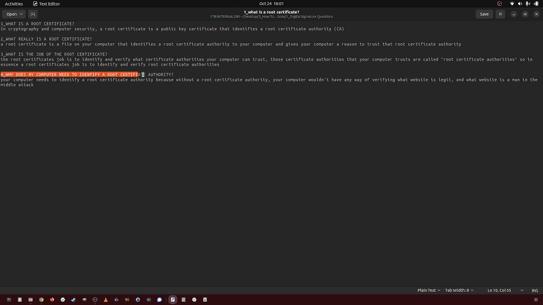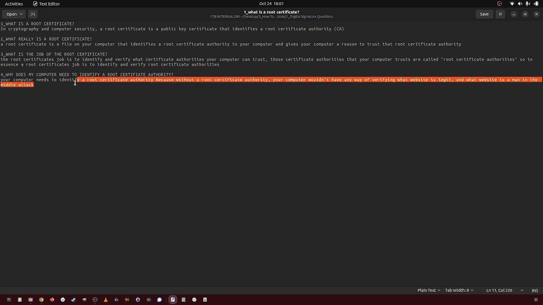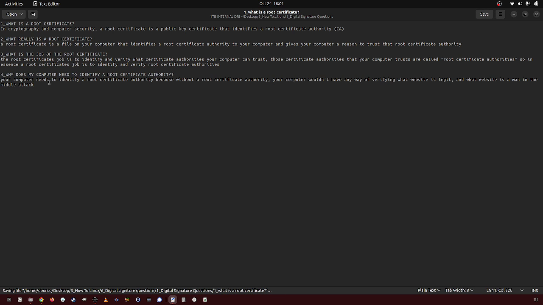Why does my computer need to identify a root certificate authority? Your computer needs to identify a root certificate authority because without a root certificate authority, your computer wouldn't have any way of verifying what website is legit and what website is a man-in-the-middle attack. That is what a root certificate is, and in the next video, I'll explain what a root certificate authority is.